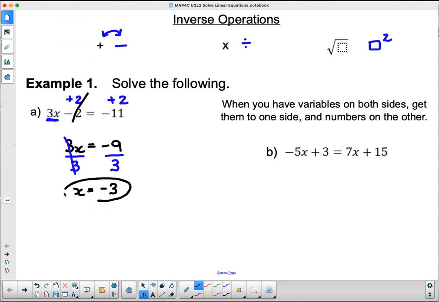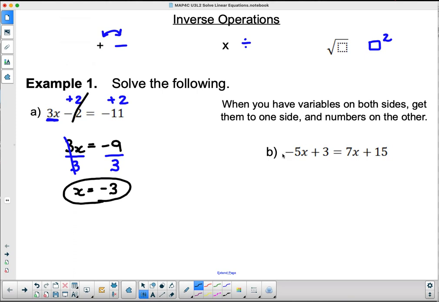X is negative 3. Now what that means is if I put this negative 3 up where this x is, 3 times negative 3 gives me negative 9. Subtract 2, negative 9 subtract 2 is negative 11. And so I get what's on the other side of the equation. So this value made this equation true. And that's what it means to solve the equation. We want to find the number that I can put in place of that x that will make the equation true.